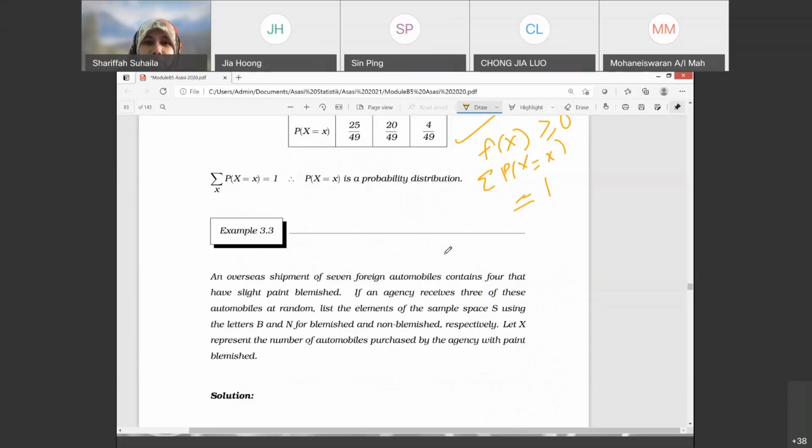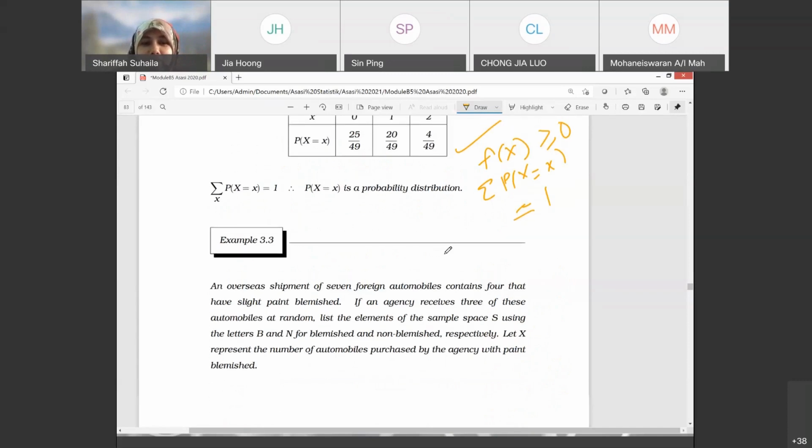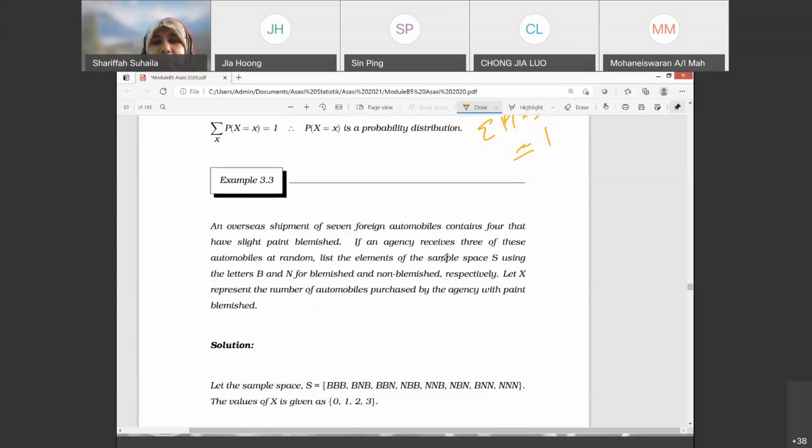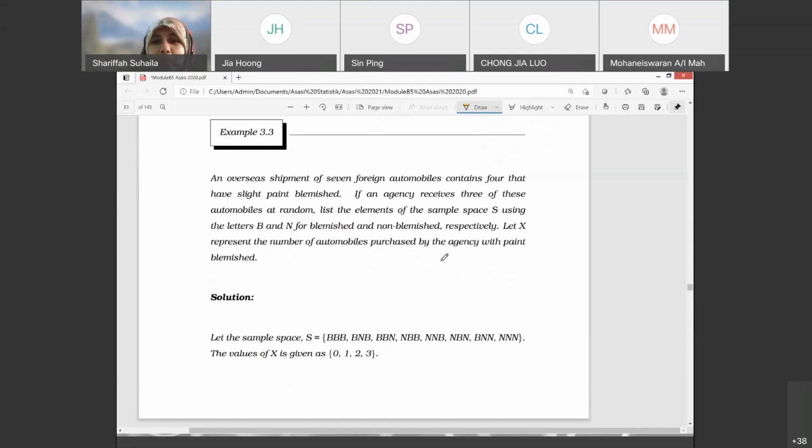Okay, we just look at the third example. If there is no question, I will just proceed. Okay, example 3.3. Some problems you can represent in terms of a tree diagram. Some you can just extract the information, it depends. This one: an overseas shipment of 7 foreign automobiles contains 4 that have a slight paint blemish.